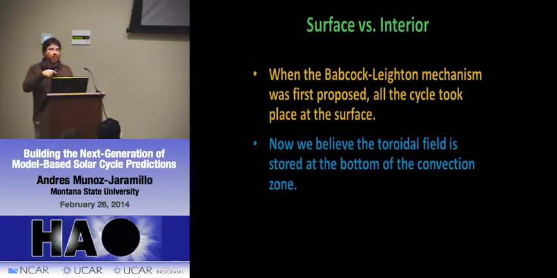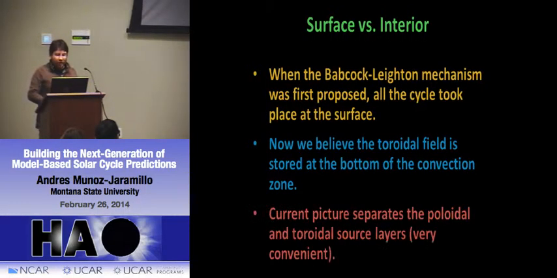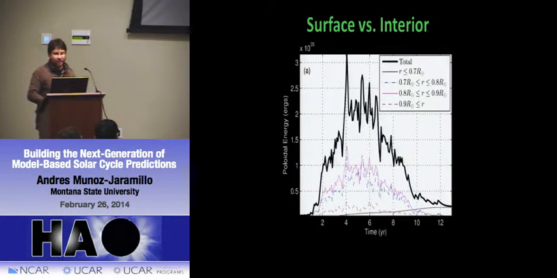But now, we believe that the dynamo is not taking place near the surface, at least not the amplification and storage of the toroidal field. These toroidal bundles are stored at the bottom, and they rise to the surface in the form of flux tubes. So my question is, is this picture of a separation of layers true, based on now these assumptions that I'm using? And it's very convenient, because when you have this separation, you introduce delays that make your cycle robust. And if you connect them with meridional flow, then you can obtain beautiful solutions.